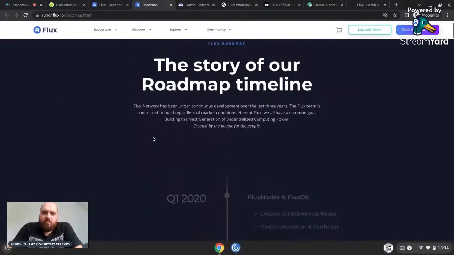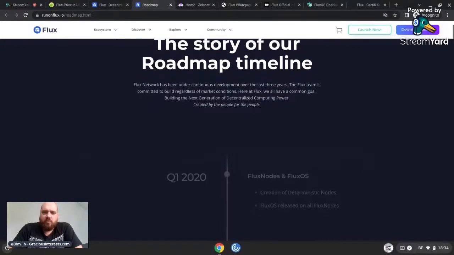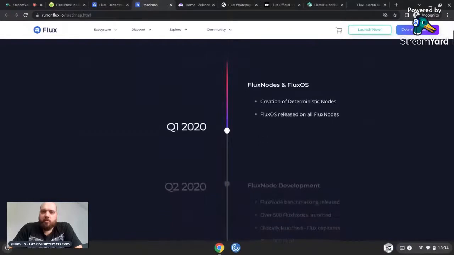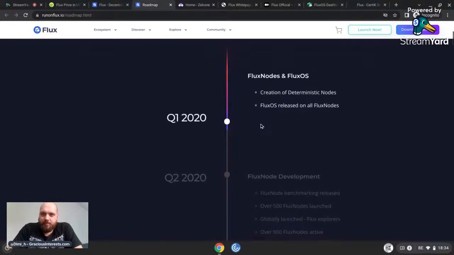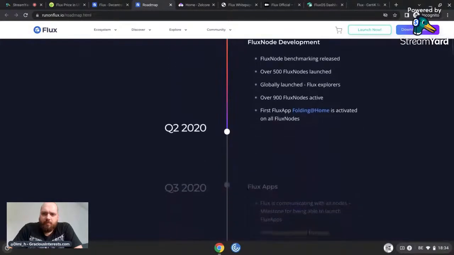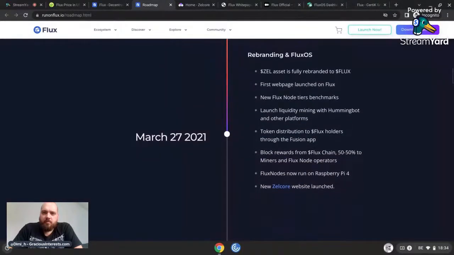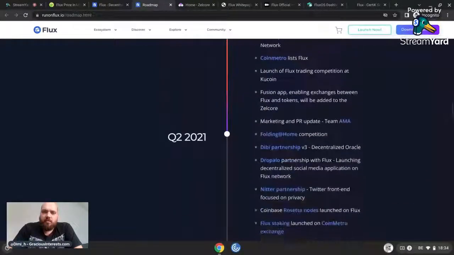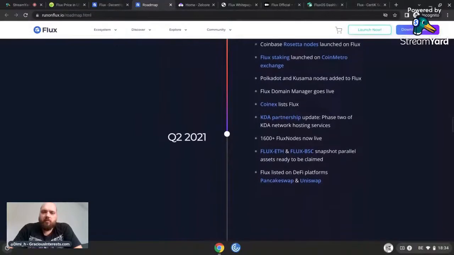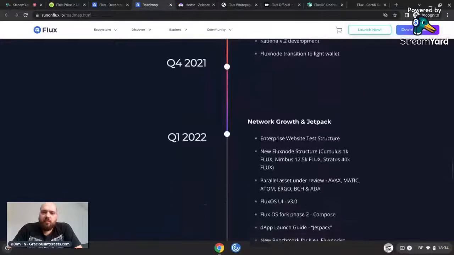Flux Network has been under continuous development over the last 3 years. The Flux team is going to build regardless of market conditions. Good to hear. Here at Flux, we all have a common goal: building the next generation of decentralized computing power. First quarter 2020, when it started, probably right before the halving. Flux now, development, apps. So yeah, the year 2020 is when they became Flux. Before that, they were Zel.